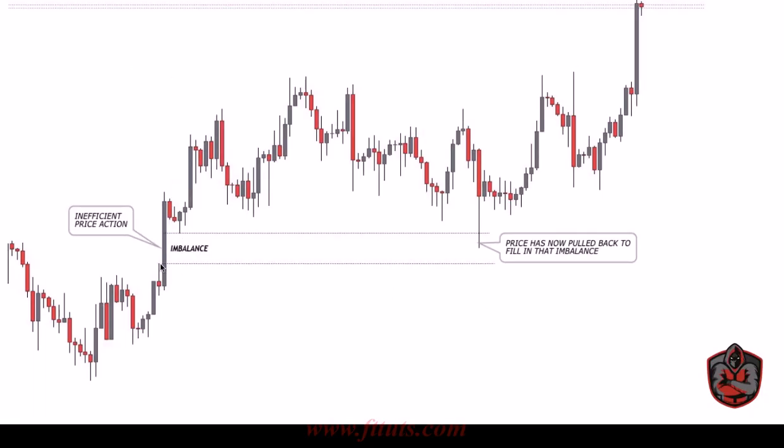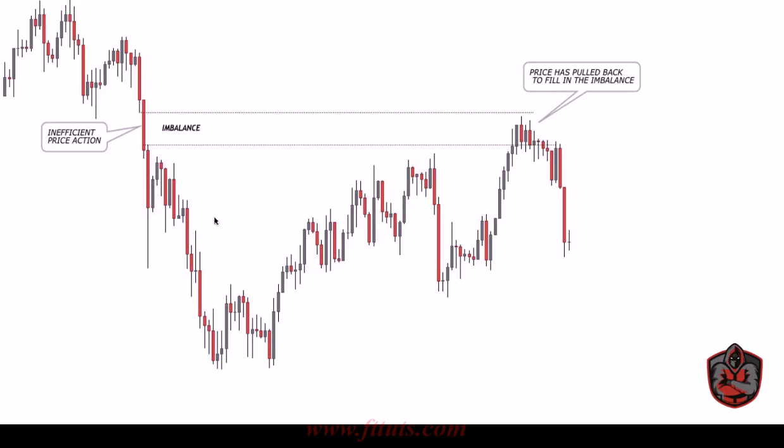Now, if I head over to some examples right here, what is this? Imbalance. Why? This wick did not meet with this wick. Therefore, there was a gap, an imbalance, inefficient price action. But notice when price starts moving over to the upside, when it pulls back, what does it do? It pulls back to fill in that gap, right? Now this is what we classify as efficient price action because this imbalance has now been filled. Makes sense?